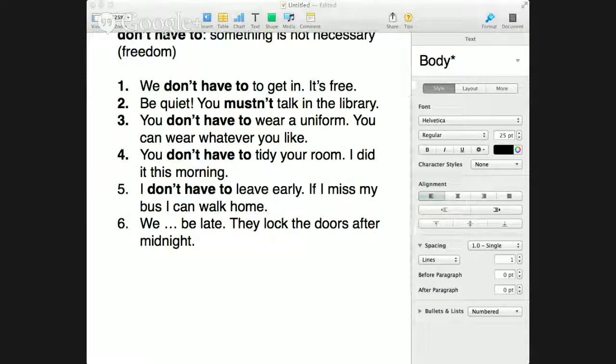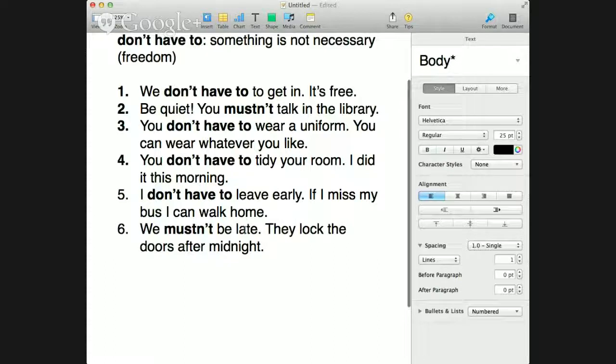And last one is for Jose. Okay. We must be late. They lock the doors after midnight. Well done. Absolutely. Because if you're late, then you won't get in. So it's kind of like a rule.